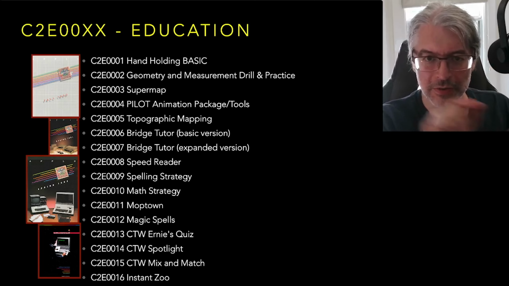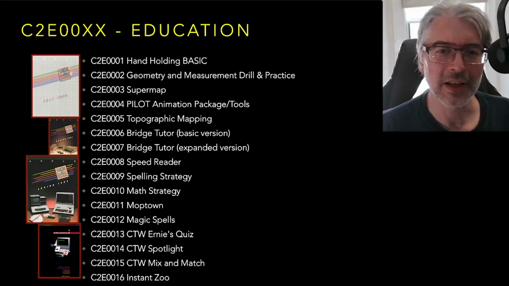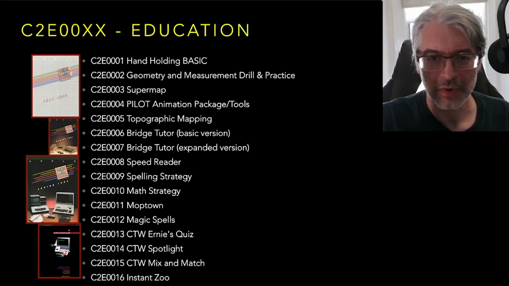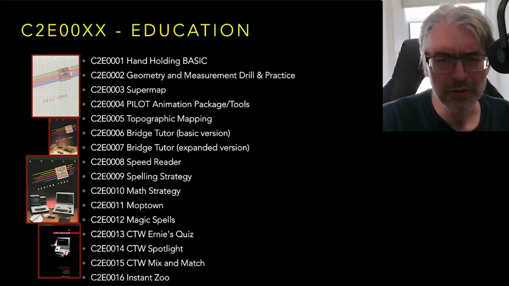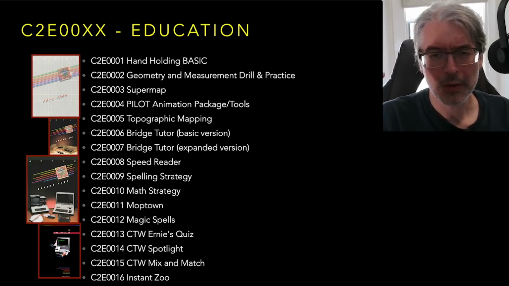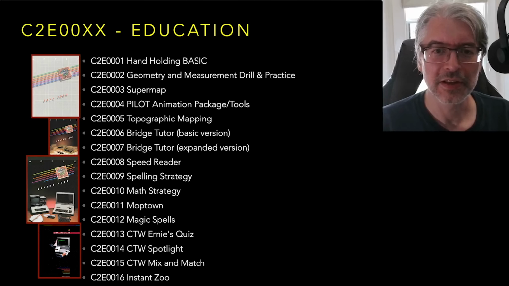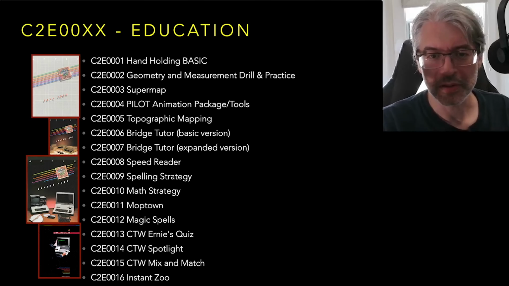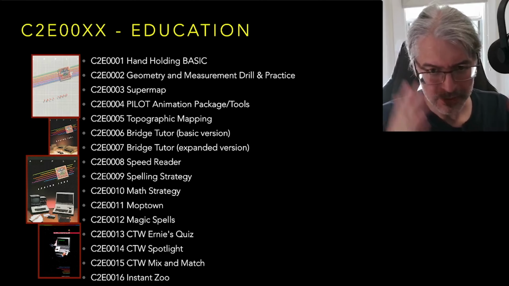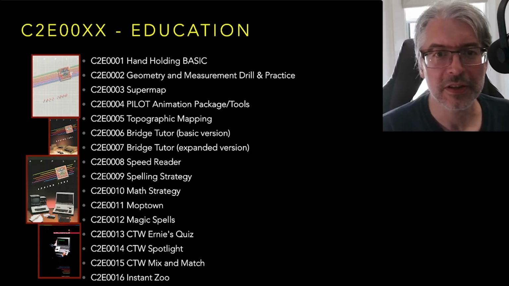On the left here, I've put the catalog that each one appeared in. So the first 5 were in the first catalog, the fall 1980 catalog, and then the next 2, Bridge Tutor, in 2 different versions, appeared in the second one, and so forth. So that's why the catalogs are there on the left.